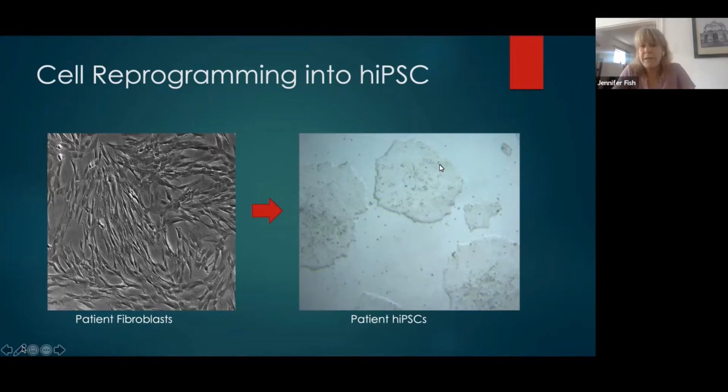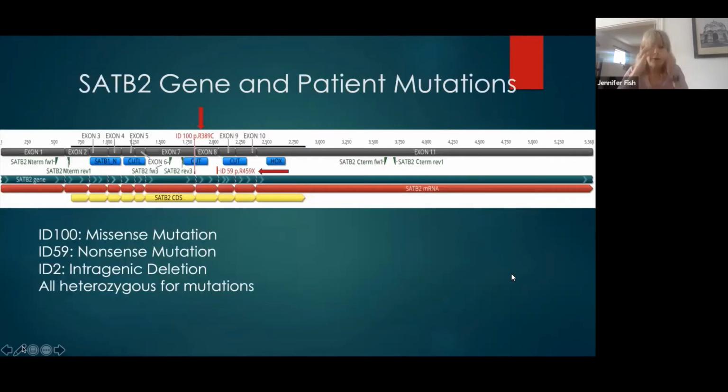But for the moment, we have been trying to do some initial characterization in these induced pluripotent stem cells. Just a little bit of background on this SATB2 gene and the cells that we have is shown here. We are currently working with 3 different patient cell lines that are identified by different numbers. And so we have 3 different types of mutations that we are studying. The ID100 is a missense mutation. That is shown here, at the end of exon 7.